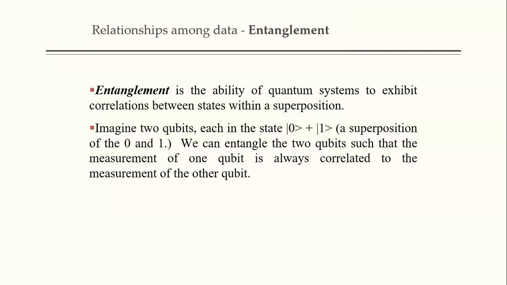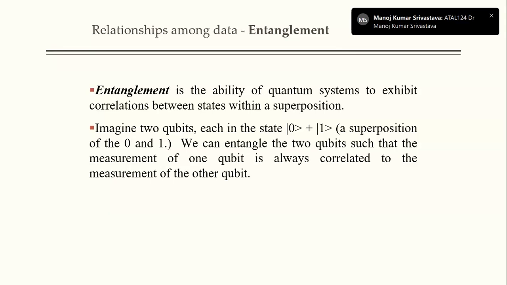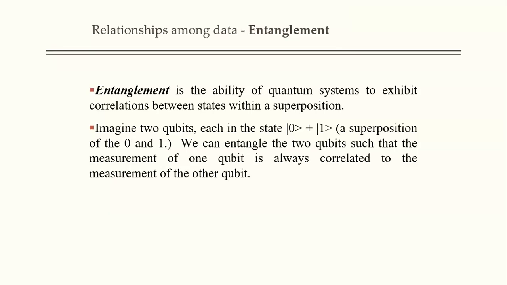Three things in quantum computing are very important, which are quantum behaviors. One is superposition, as we already saw. Then this is the entanglement. Entanglement is the ability of quantum systems to exhibit correlation between the states within a superposition. Already we saw superposition between that 0 and 1.